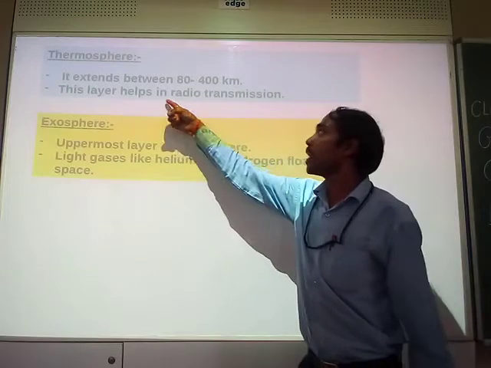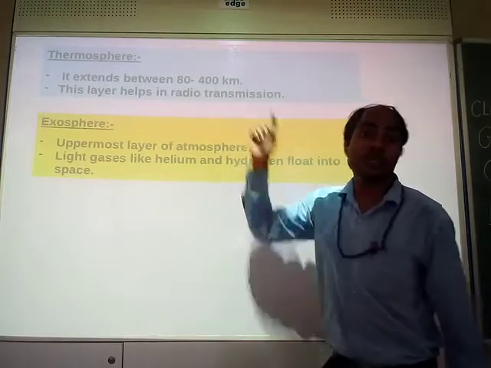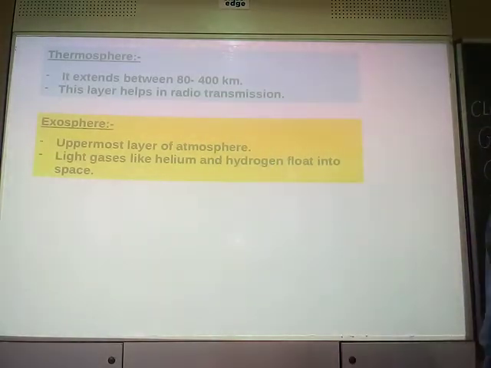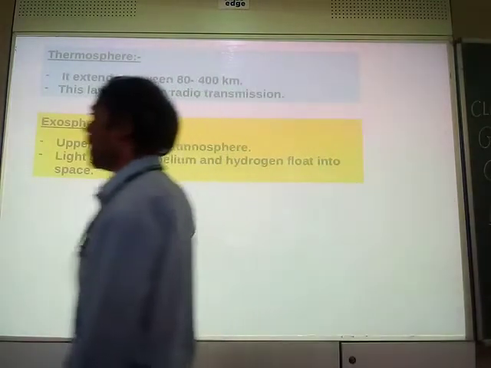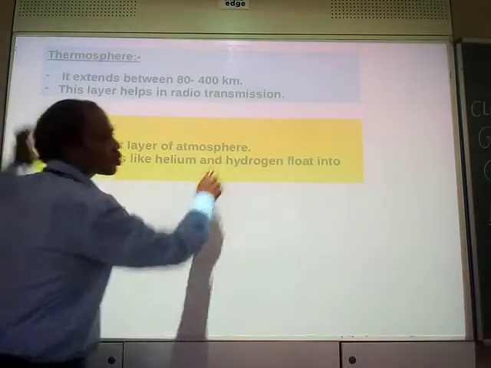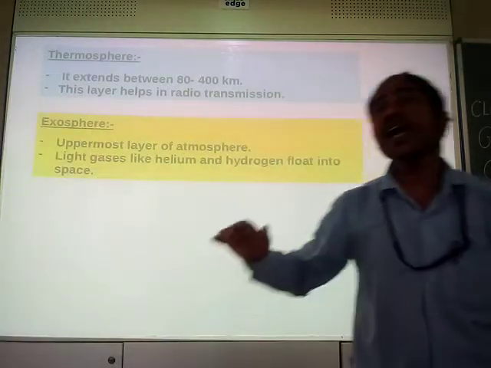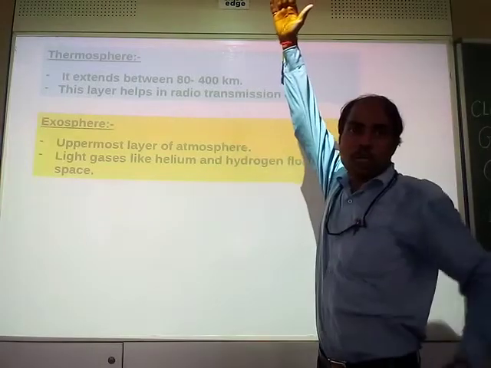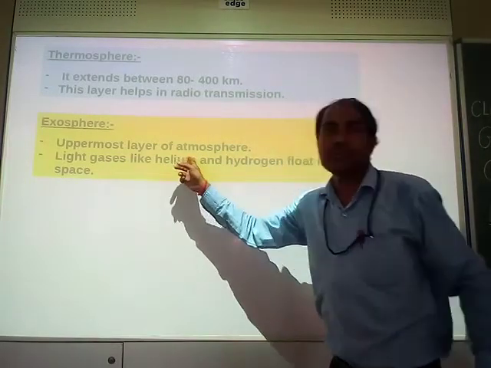So this layer helps in radio transmission. Okay. Now the final layer, the uppermost layer, exosphere, the uppermost layer of the atmosphere.